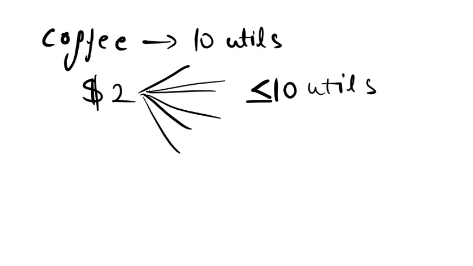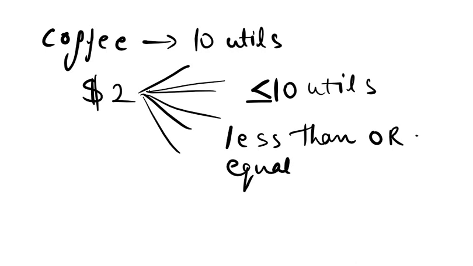Alright, so either less than or equal to 10 utils. So that means what? The $2 is worth either 10 utils or less than 10 utils, because that's what we are saying. Anything that $2 can buy is either less than 10 utils or equal to 10 utils.